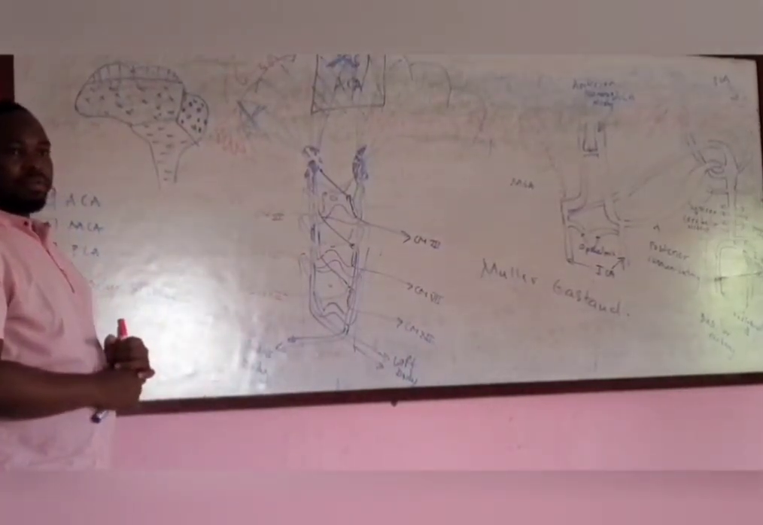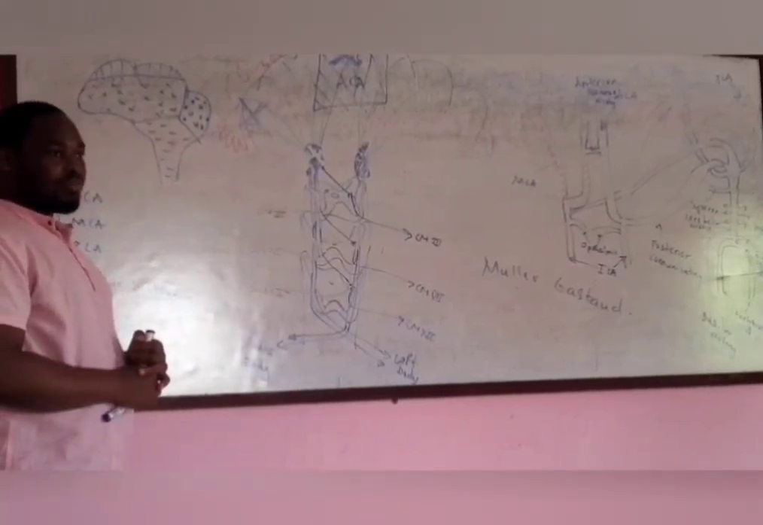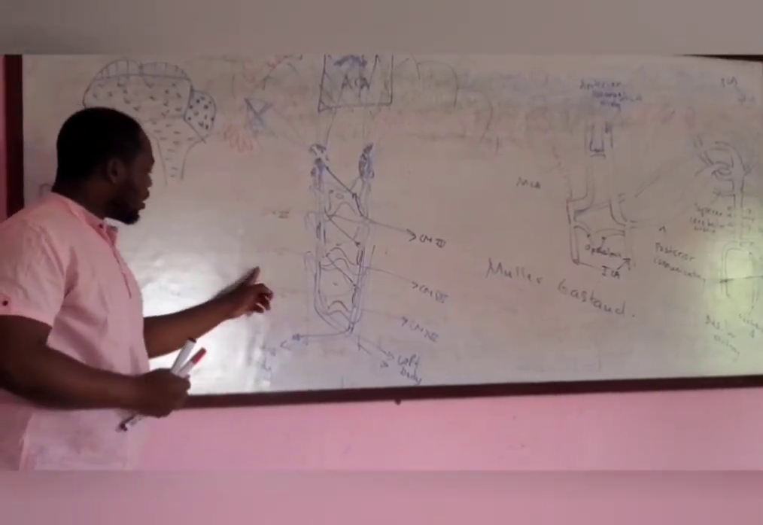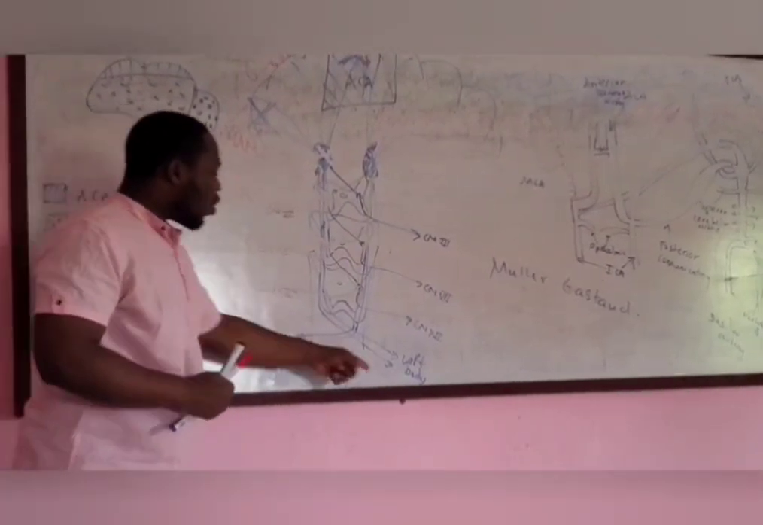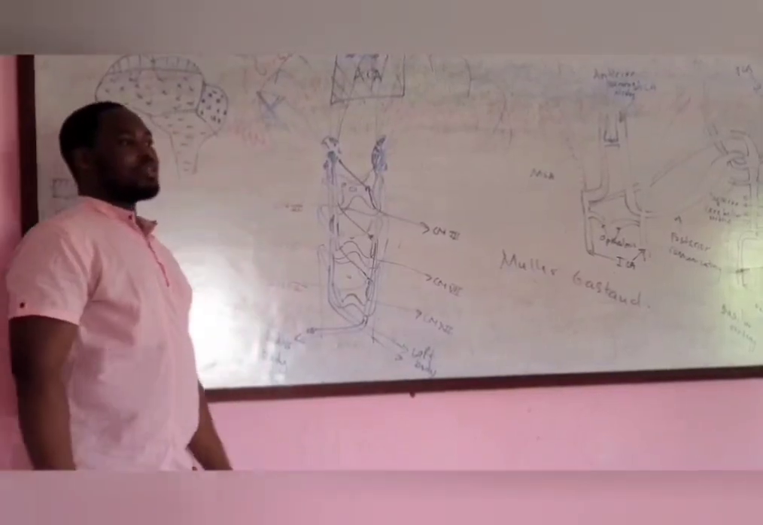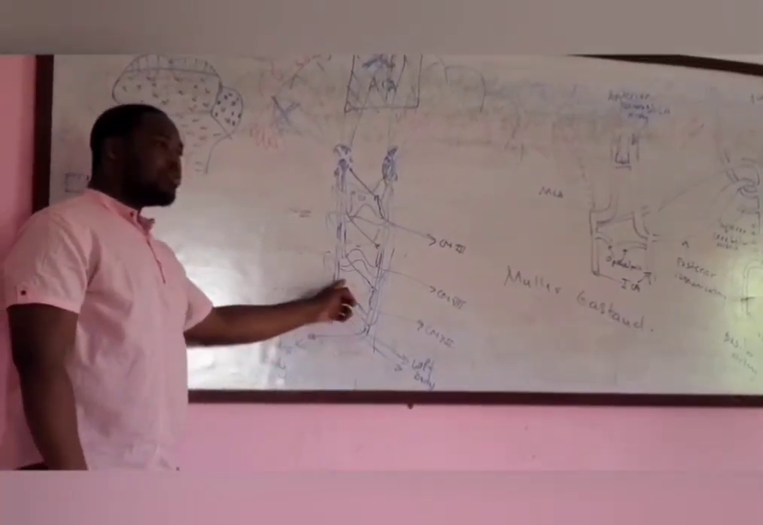body palsy. And lastly, we have the Wallenberg syndrome. And the Wallenberg syndrome is what? Ipsilateral cranial nerve 12 palsy and a contralateral. Okay now, this way you have a lesion in the medulla.